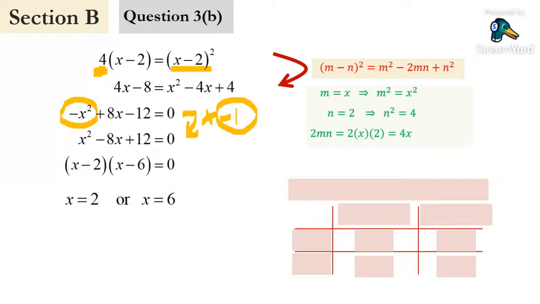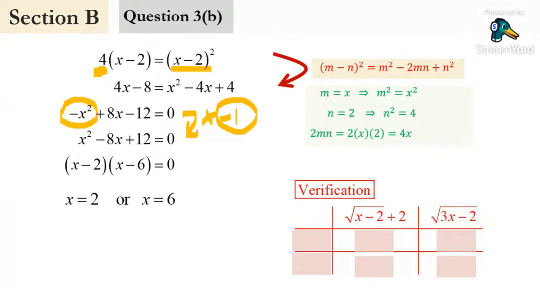For square root equation, if you have more than one answer, please kindly do verification. Semak balik. How you semak? Refer back to the original equation, the left hand side and right hand side. So in here, the verification will be the left hand side of the equation, the original equation, square root of x minus 2 plus 2. The right hand side of the equation, square root of 3x minus 2. The x value that you find out, plug inside the left and right hand side and check.